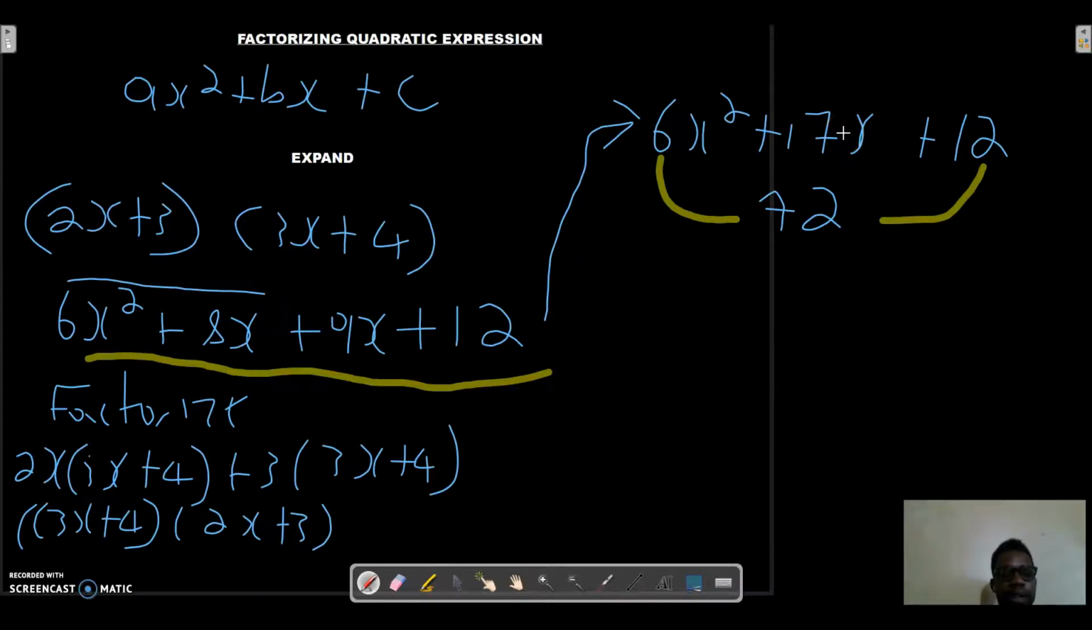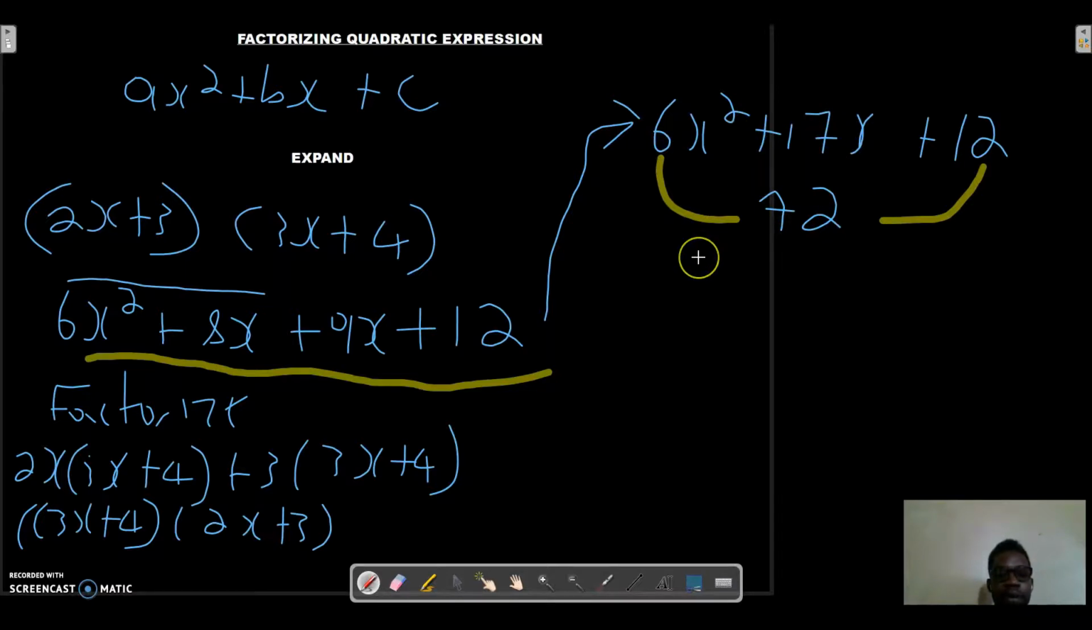So we say 72 has quite a few factors. If we were to try to use 6 and 12, 6 plus 12 is 18. That's not giving me 17, because I can't change the value of the 17. Whatever two numbers I come up with, if I add them, I must get 17.